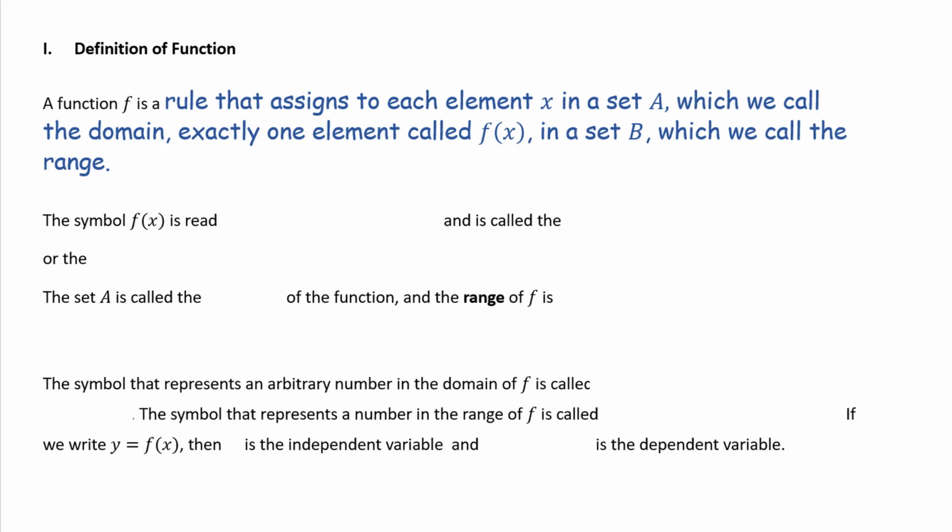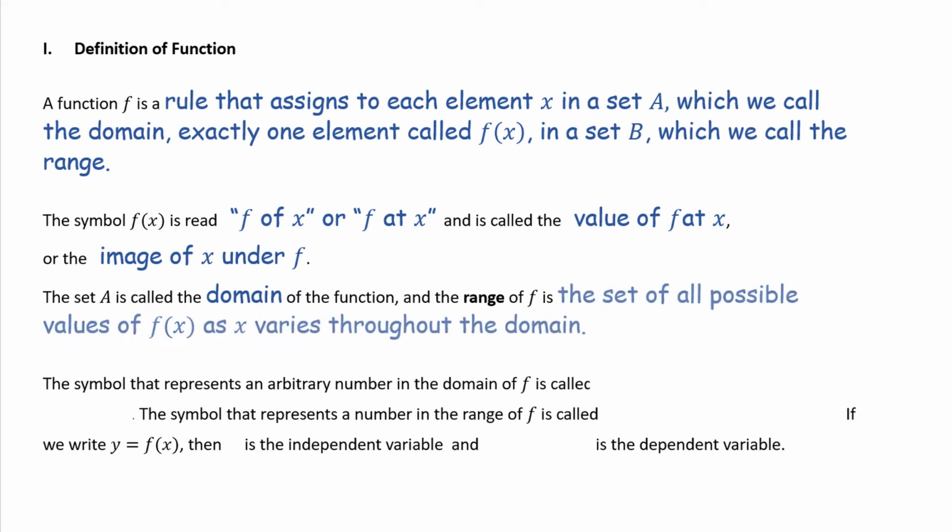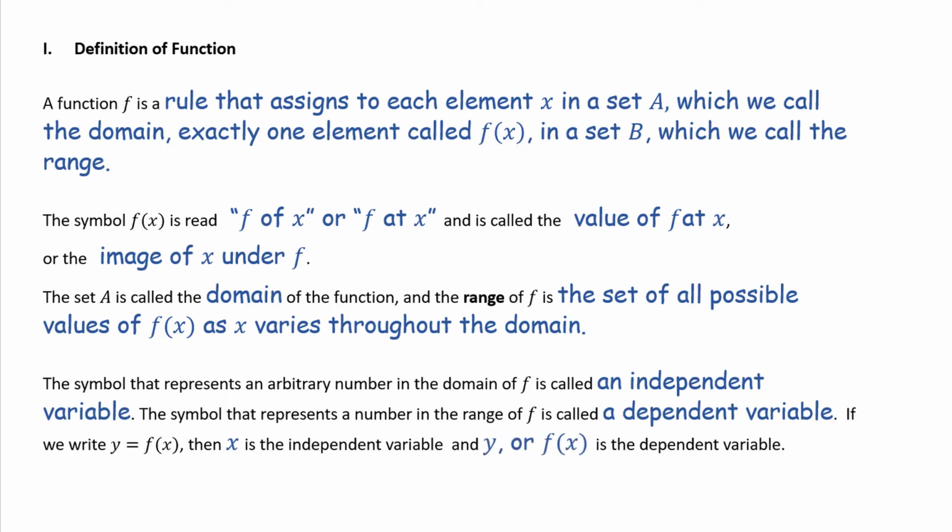The symbol f(x) is read "f of x" or "f at x" and is called the value of f at x, or the image of x under f. The set A is called the domain of the function, and the range of f is the set of all possible values of f of x as x varies throughout the domain. The symbol that represents an arbitrary number in the domain of f is an independent variable. The symbol that represents a number in the range of f is called a dependent variable. If we write y equals f of x, then x is the independent variable and y, or f of x, is the dependent variable.